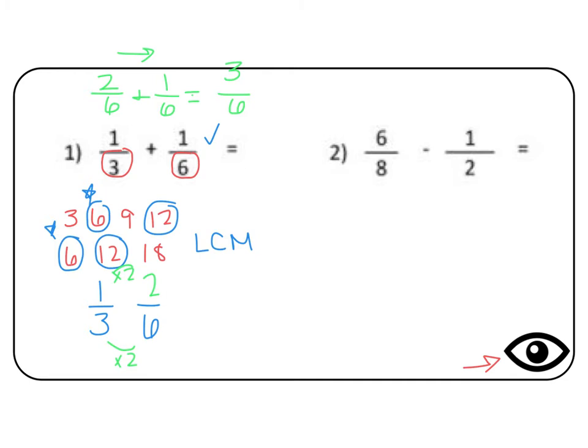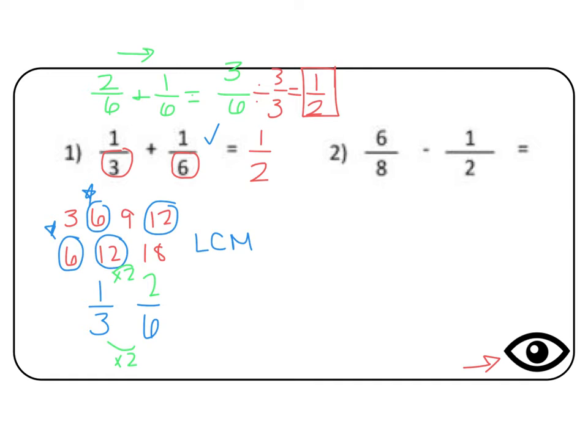Now notice that I didn't add the 6 plus 6. I only add the numerators, the numbers on top. Once we're done with our adding or subtracting, we can simplify our fraction. I know that 3 goes into both of these numbers, so I could reduce this down to 1/2. So my answer to this would be 1/2.